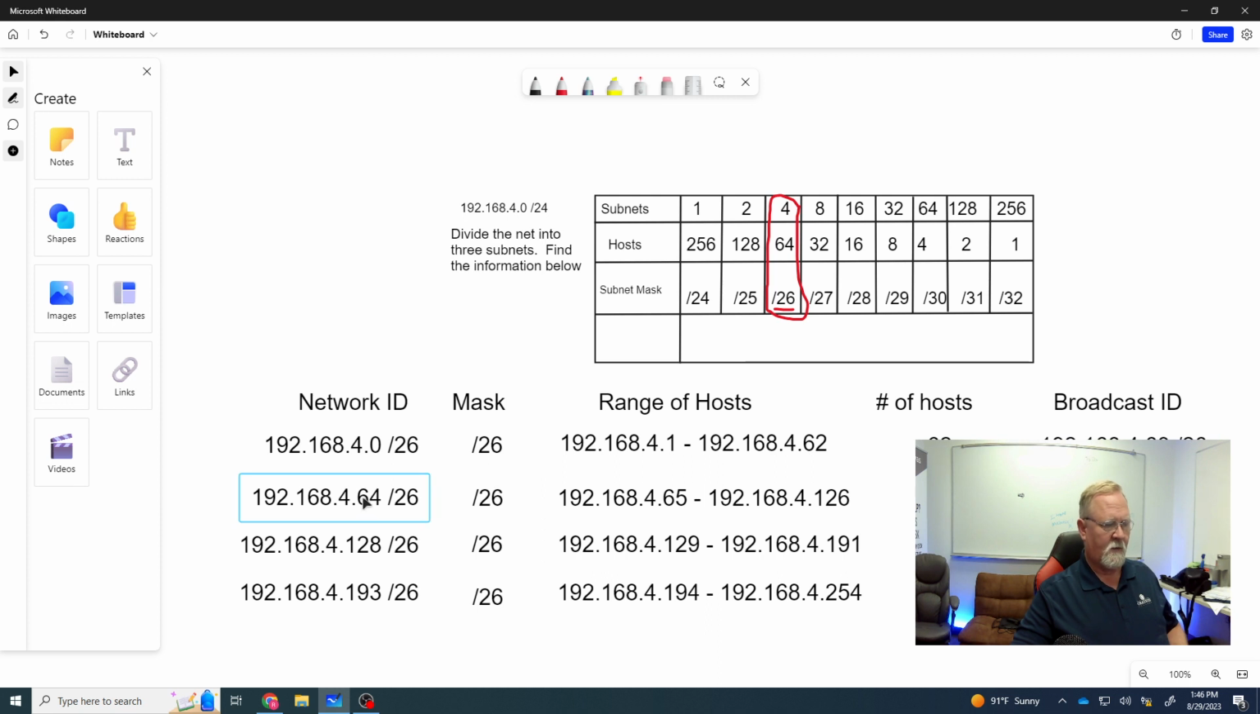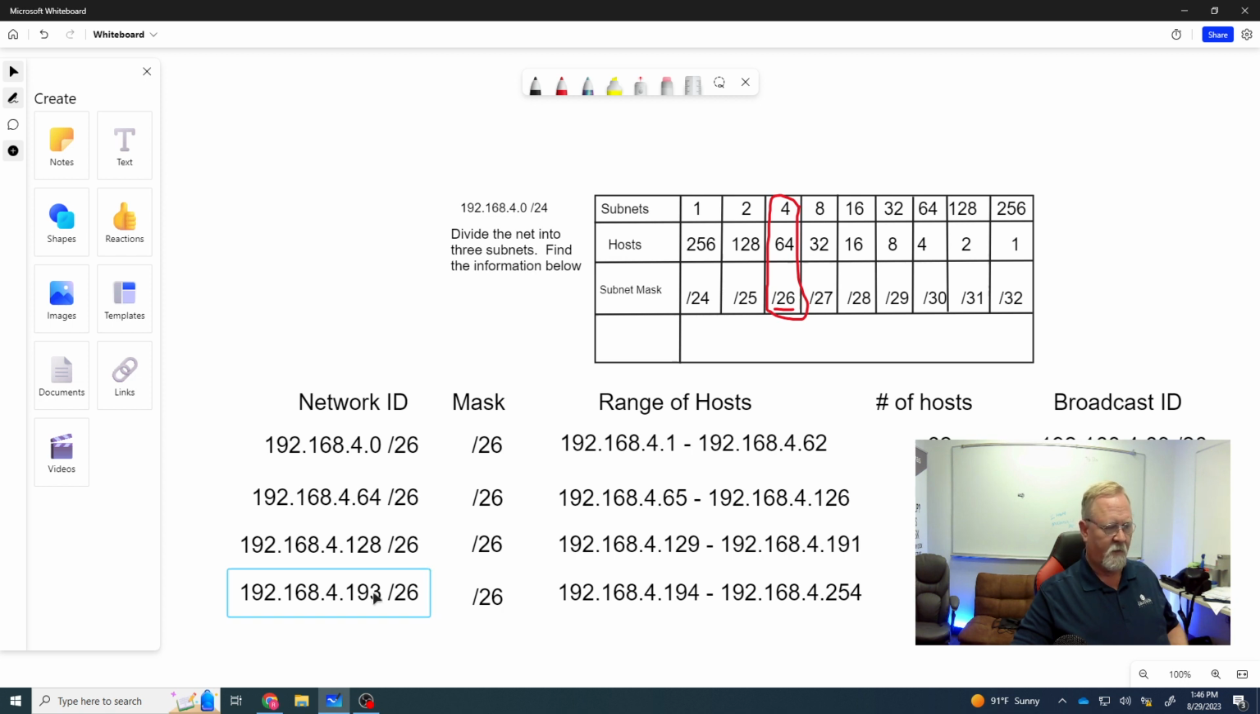The second subnet, of course, has to start at 64. And then so we're at .4.64. And then usables would be 65 through 126. And the broadcast ID would be 127. That marks the end of the second, the start of the third. We got 128, and then 62 later is 191. And then that brings us to 192 as our broadcast ID for that third.